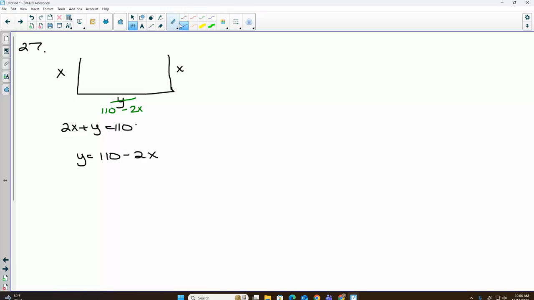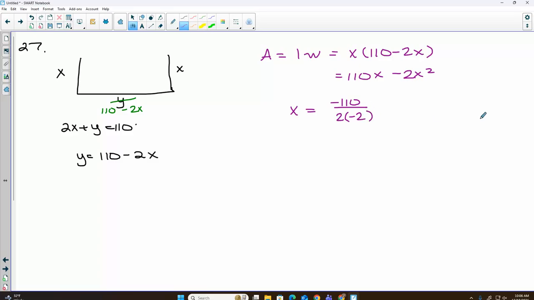What dimensions of the fence will provide the maximum area? So we need the area. Area of a rectangle is just length times width. So in our case, that would be X times 110 minus 2X, or 110X minus 2X squared. Anytime I ask for a max or a min, what am I asking you to find? Vertex. How do we do vertex? The opposite of B is the 110, over 2 times A, which is negative 2.